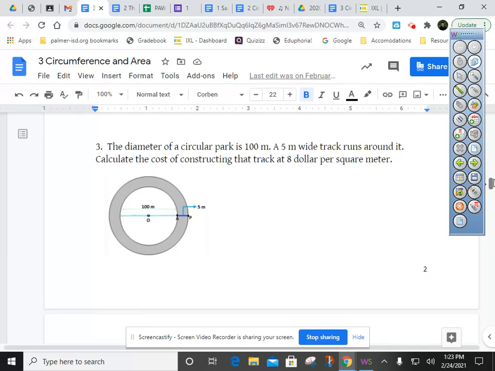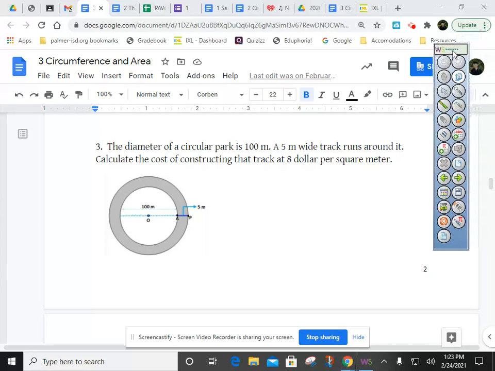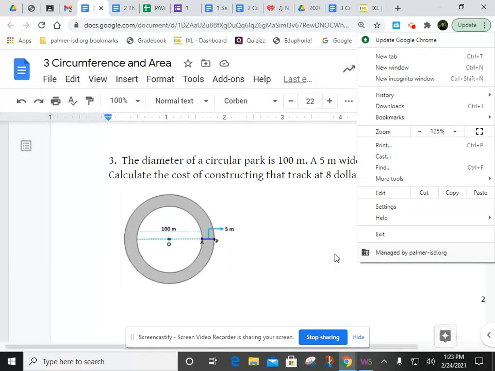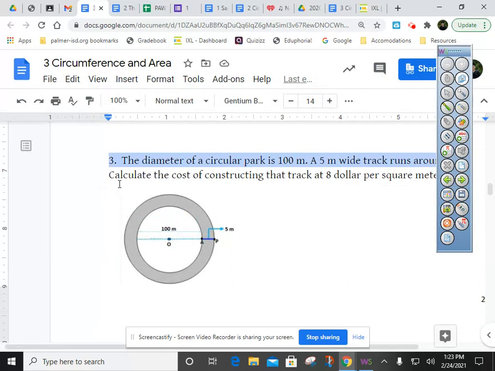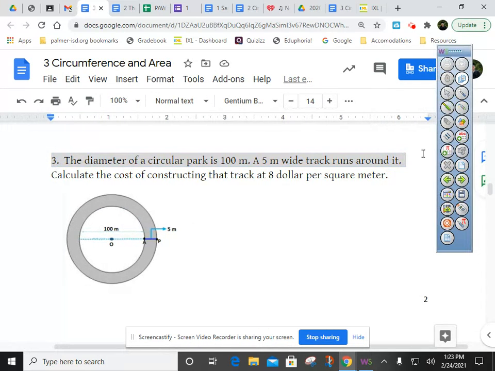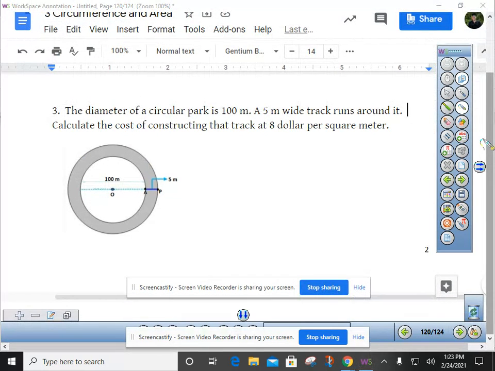Okay, number 3. This one's gonna kind of be more involved, so making sure everybody is with me. Is everybody with me? Yes. Number 3. The diameter of a circular park is 100 meters. A 5-meter wide track runs around it. Calculate the cost of constructing that track at $8 per square meter.